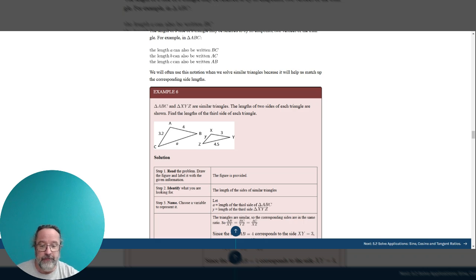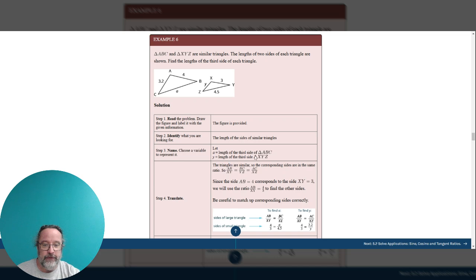A. So we got the figure provided. So let A equal the length of the third side of triangle ABC. Let Y equal the length of triangle XYZ. So the triangles are similar because we're told they're similar, so the same ratio. So figure out the ratio of the two that we know. We don't know what the ratio is of A to Y yet because those are unknowns. But the two we do know, that's 4 and 3. So our ratio is 4 to 3.